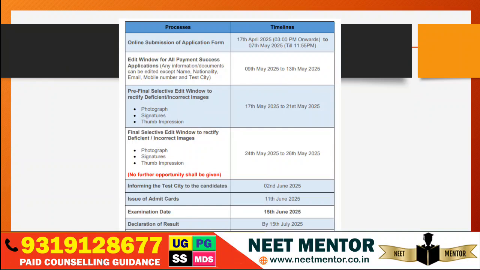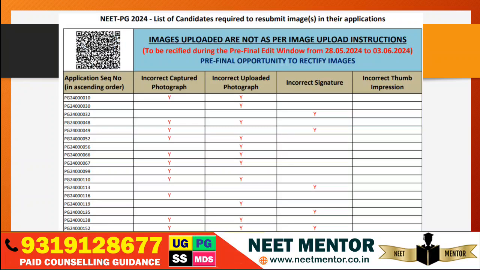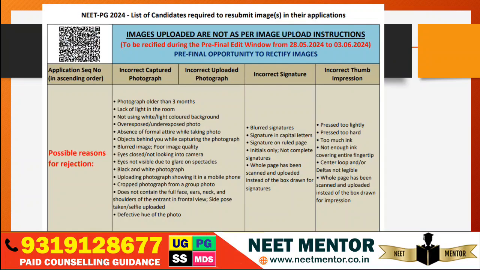In case you couldn't do it by tomorrow, what might be the impact? You don't need to worry, because there will be a final selective edit window to rectify these deficiencies. That window will be from 24th to 28th. So how can you rectify it now? I'll tell you what the issues might be. Incorrect captured photograph, meaning the webcam photograph you have taken. Incorrect uploaded photograph, that is the passport size photograph. Incorrect signature, incorrect thumb impression. These might be the four reasons for the rejection.